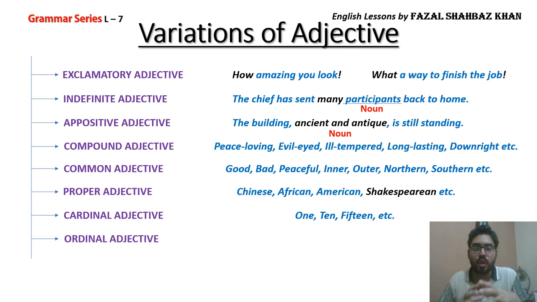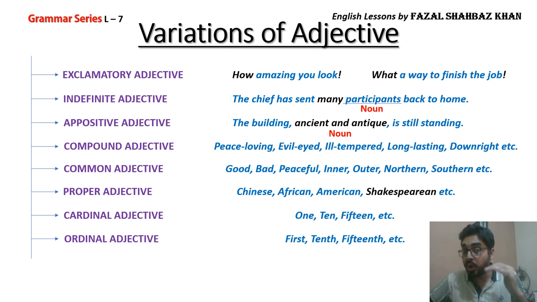Now, when we talk about normal numbers, 1, 2, 3, 4, etc., like 1, 10, 15, and when we talk about their order, they become ordinal adjectives, such as first, 10th, 15th, etc.